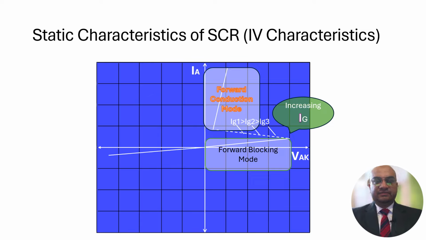Whereas in the negative half, as we have already seen, it blocks the voltage, and that is why this region is termed as reverse blocking mode. So ideally these devices should block an infinite amount of voltage in the reverse direction, which is practically not possible.